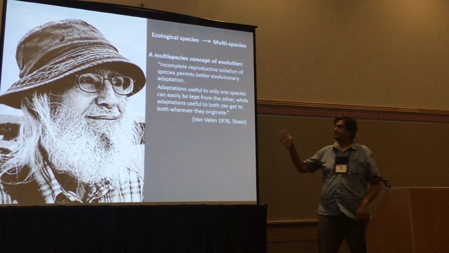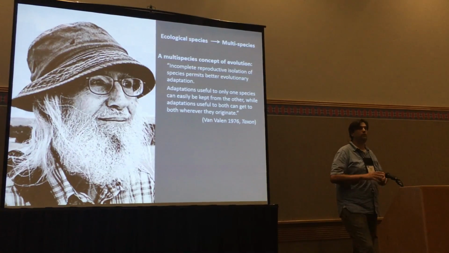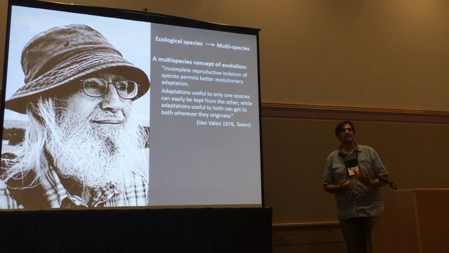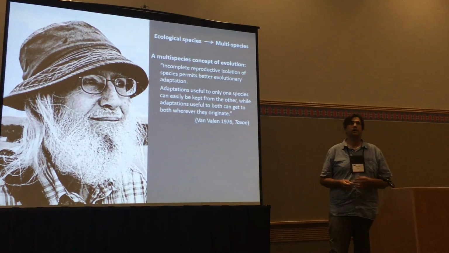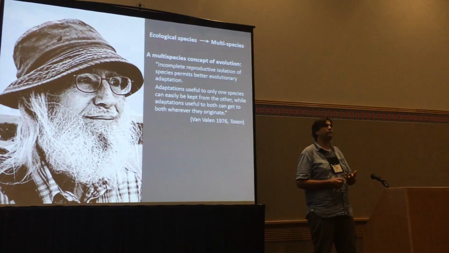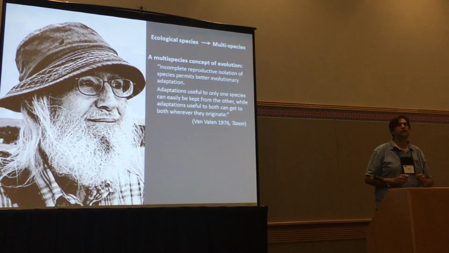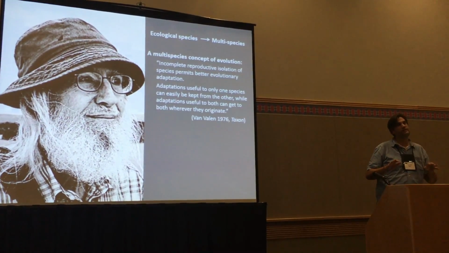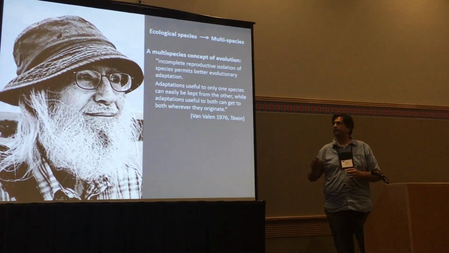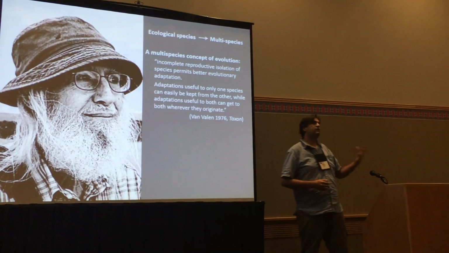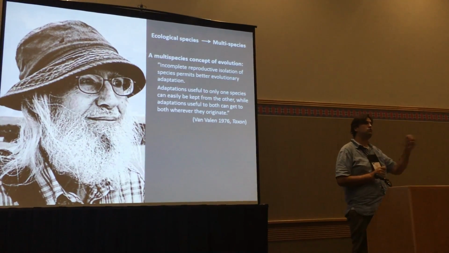So Lee Van Valen's idea is that this ability for a multi-species complex to share alleles, to share genes, is itself an evolutionary adaptation. This is an advantage for species within this complex to be able to get alleles from other species, since they're all ecologically distinct from each other in some sense. Especially, he says here that wherever they originate, they can be moving to other species. So he's thinking of it in terms of new alleles arising.